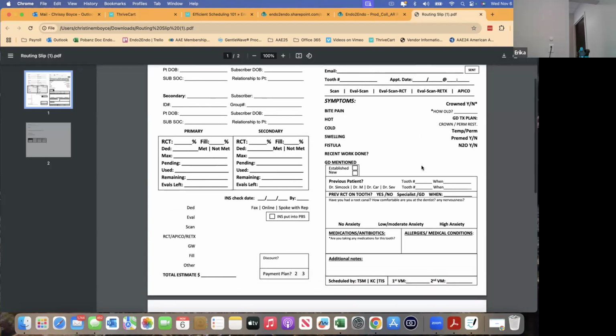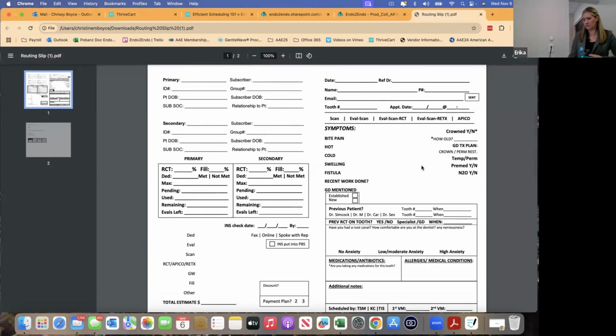And then how many assistants are working with the doctor for that schedule? For that schedule, the optimum is 3 dental assistants. Right now, he's working with 2 because they're looking for another one. One of them had left. But 3 dental assistants for that schedule is optimal.